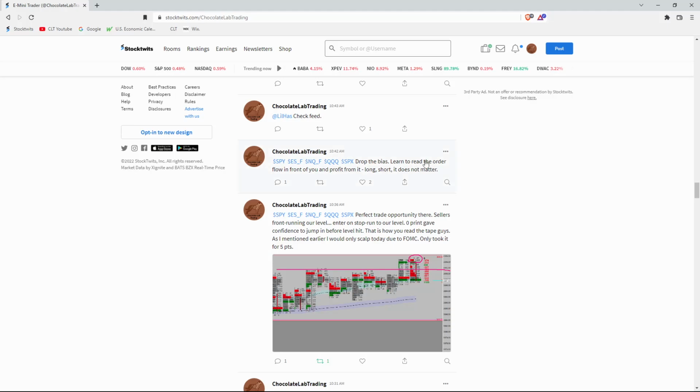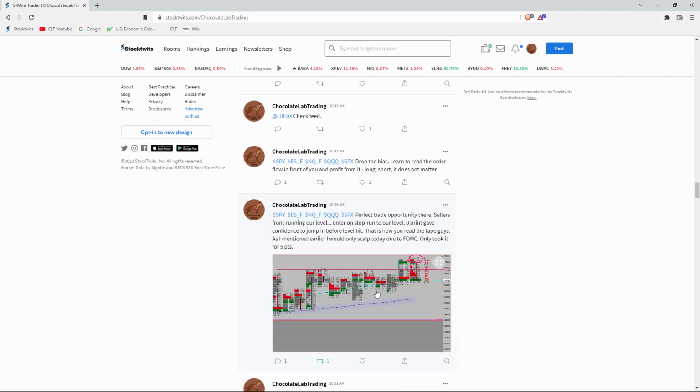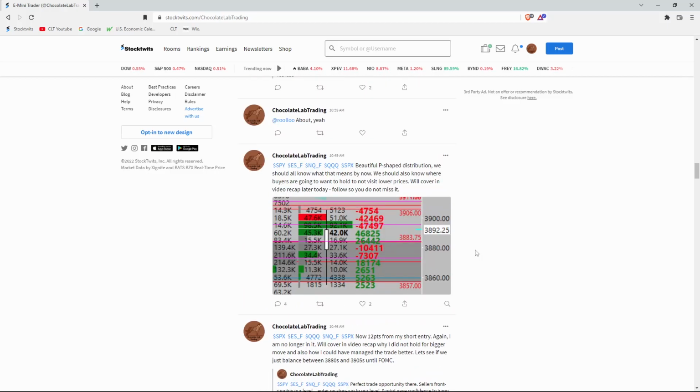Okay, a lot of people on StockTwits are always talking about factors other than the charts, what is actually happening in front of them. Drop the bias, learn to read the order flow in front of you and profit from it. Long, short, it does not matter. Whatever is going to happen, the volume has to transact for it to happen. So just watch the tape.